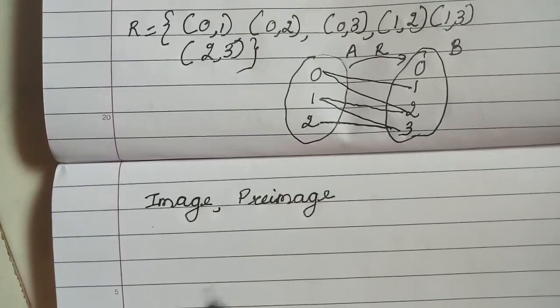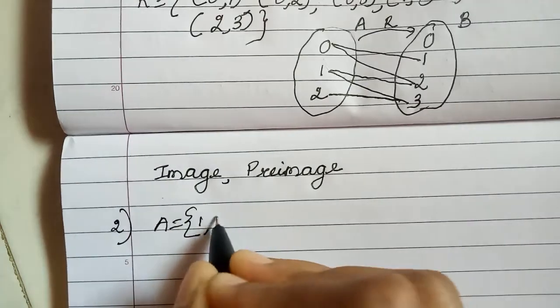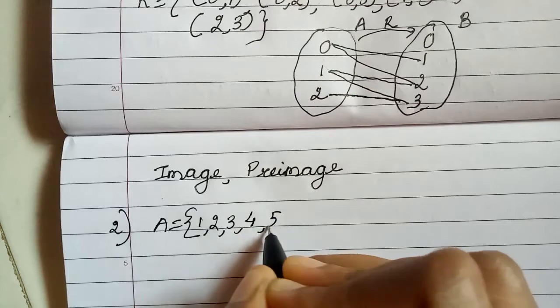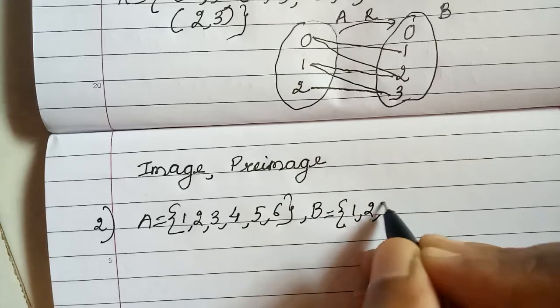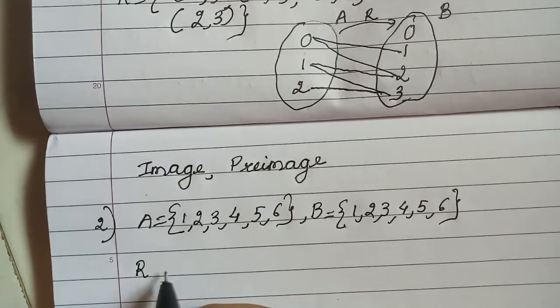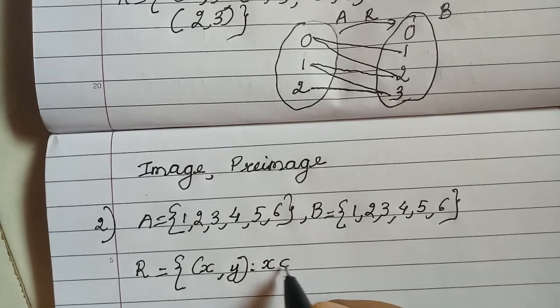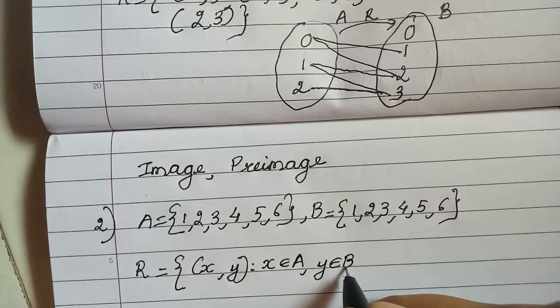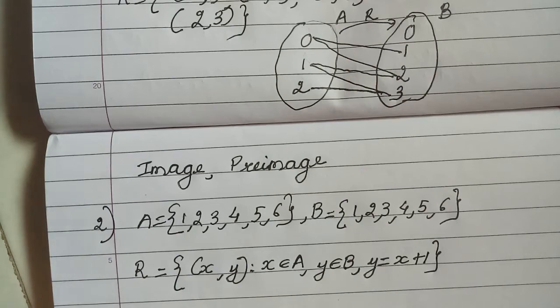Okay, now let us do one more example in order to clarify. Let us go for the second example. Suppose I have a set A, and the elements of set A are 1, 2, 3, 4, 5 and 6. I have a set B and the elements of the set are again 1, 2, 3, 4, 5, 6. I am again taking the same set. Now I am going to define a relation R, which is a collection of all ordered pairs (X, Y) with X belonging to A and Y belonging to B such that Y = X + 1. Let us understand what the image is here, what the pre-image is here, and how the Cartesian product comes, and what the elements in the relation are.